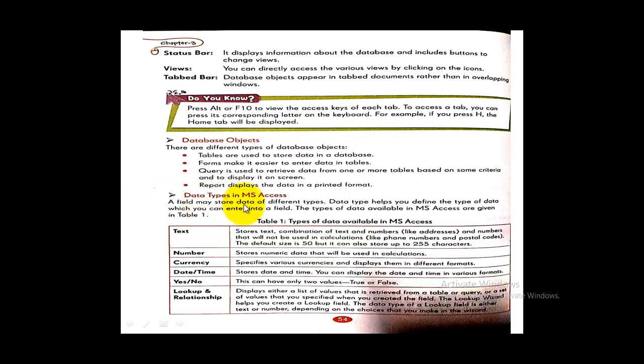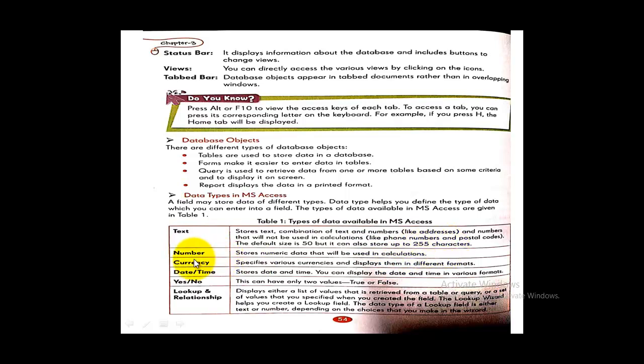Then data types in MS Access. The types of data available in MS Access are text, number, currency, date and time, yes/no, then lookup and relationship. Now text stores text, or a combination of text and numbers like addresses, and numbers that will not be used in calculations like phone numbers and postal codes. The default size is 50, but it can be stored up to 255 characters.